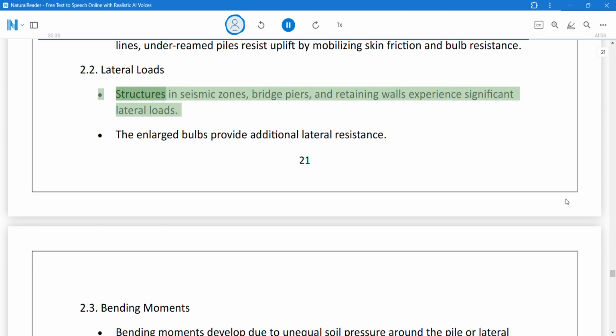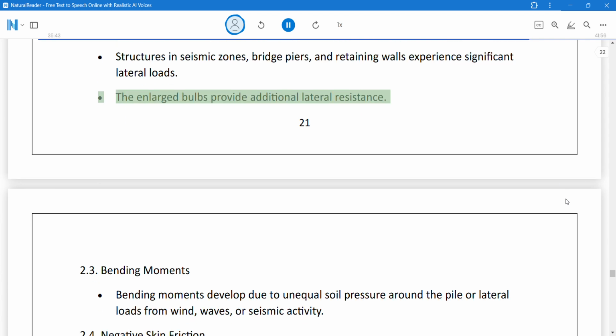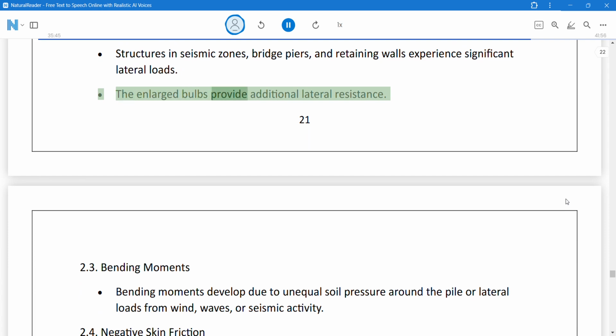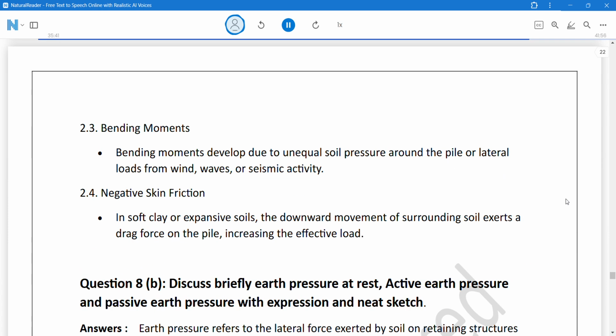2.2 Lateral loads. Structures in seismic zones, bridge piers, and retaining walls experience significant lateral loads. The enlarged bulbs provide additional lateral resistance.